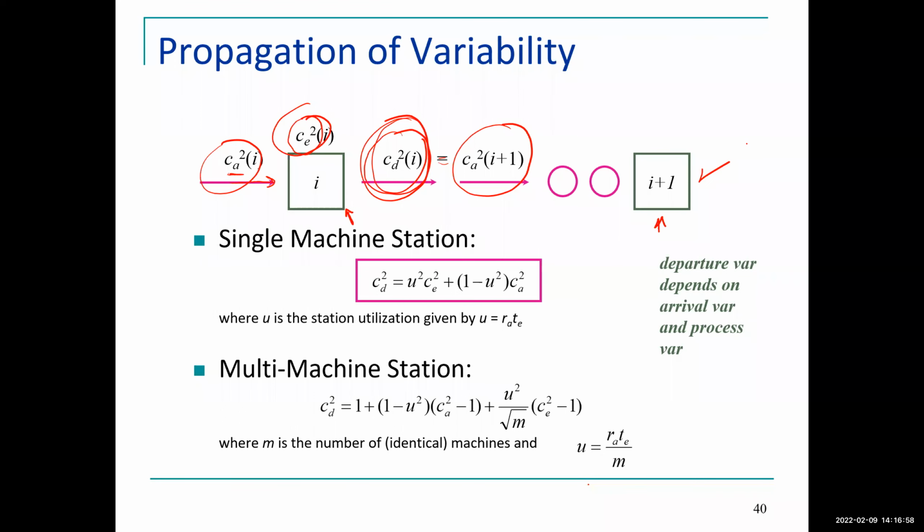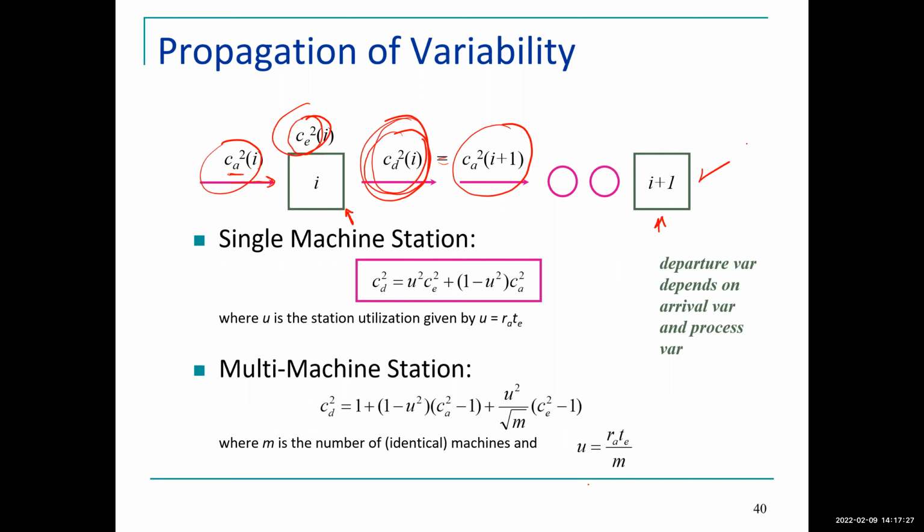So for a single machine station, this cD squared, the squared coefficient of variation for the departure, is going to be given by this expression right here: u squared times the effective squared coefficient of variation for the station, plus 1 minus u squared times the squared coefficient of variation of the arrival.